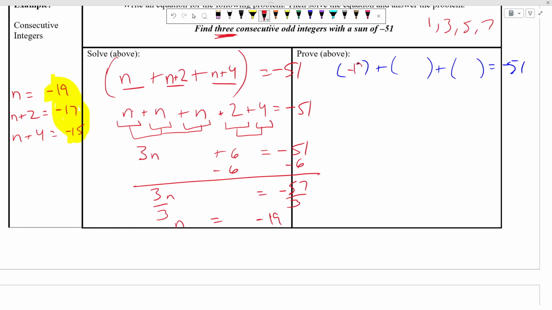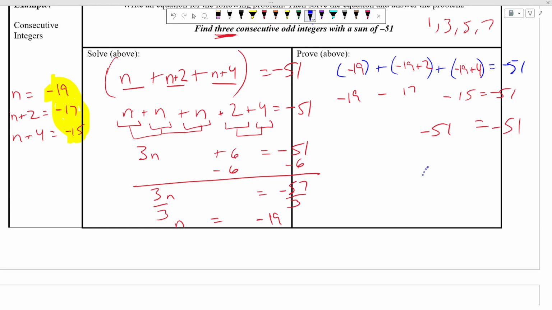All right, so go ahead, substitute back in: negative 19 plus 2, negative 19 plus 4. Okay, got that. So let's see here. This becomes negative 17, this becomes negative 15, equals negative 51. If I add all of these together, I end up with negative 51. And in fact, negative 51 does equal negative 51.